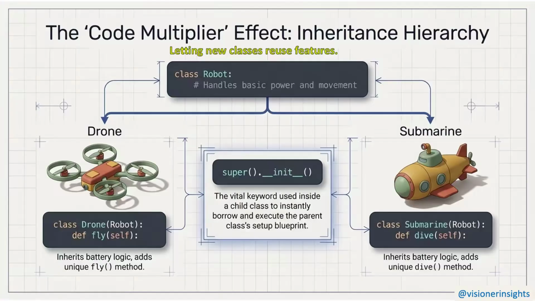Let's just zoom in on inheritance for a second, because this one is a total game changer. It's like a code multiplier. Say we have a basic robot class that knows how to manage its battery. Now, if we want to make a drone, we don't start from scratch. We just say the drone inherits from robot. Instantly, it gets all the battery logic for free, and all we have to do is add the new fly method. Same for the submarine. It inherits from robot, and we just add a dive method. It saves a ridiculous amount of time and stops you from repeating code.